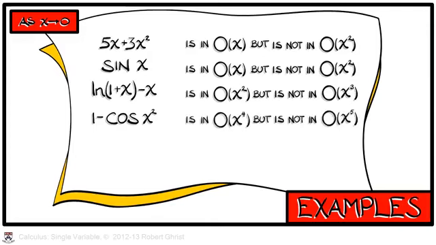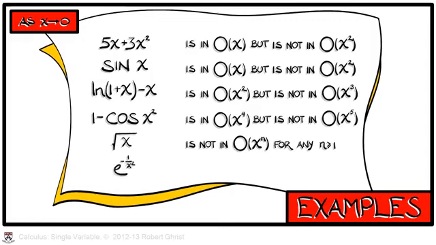1 minus cosine of x is in big O of x to the 4th, but not in big O of x to the 5th. Square root of x is not in big O of x to the n for any n bigger than 1. It does not go to 0 very quickly at all. On the other hand, e to the minus 1 over x squared is very quickly going to 0.